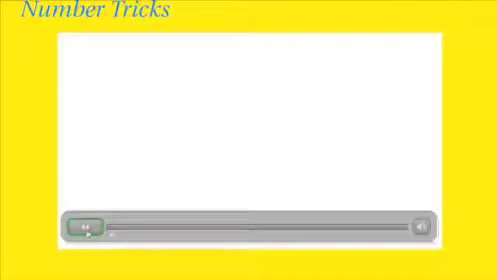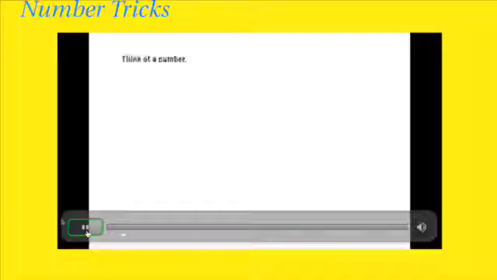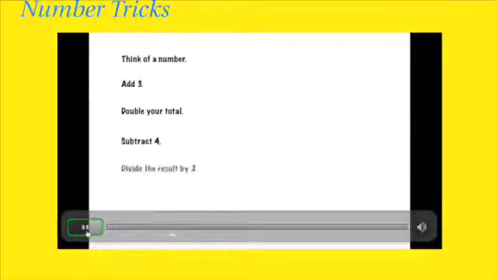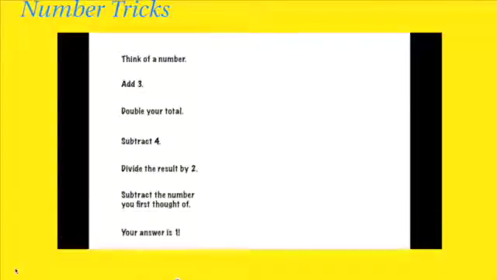Another idea for engaging students in conceptually understanding variables and constants is through number tricks. Try this one with me now. Think of a number, add 3 to it, double your total, subtract 4, divide the result by 2, and subtract the number you first thought of. Your answer is 1.